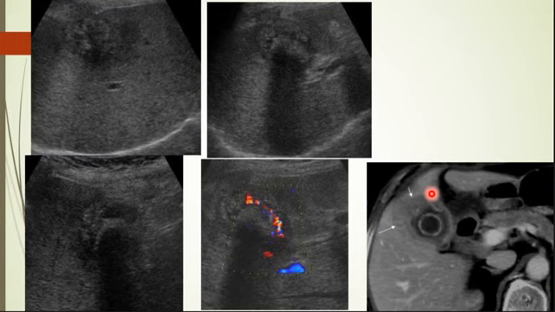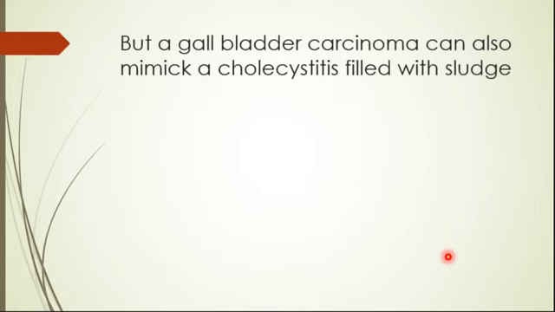However, in a different example, this was very suggestive of a mass, a stone filling the gallbladder and something infiltrating the adjacent liver. Biopsy was done and it was cholecystitis. Nothing, no mass, no carcinoma, just cholecystitis. Gallbladder carcinoma can also mimic cholecystitis filled with sludge. Vice versa, exactly.